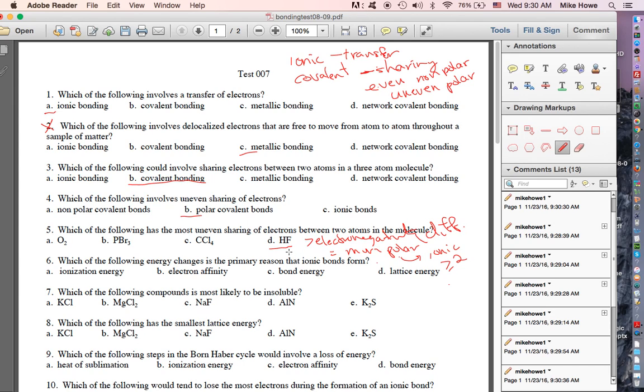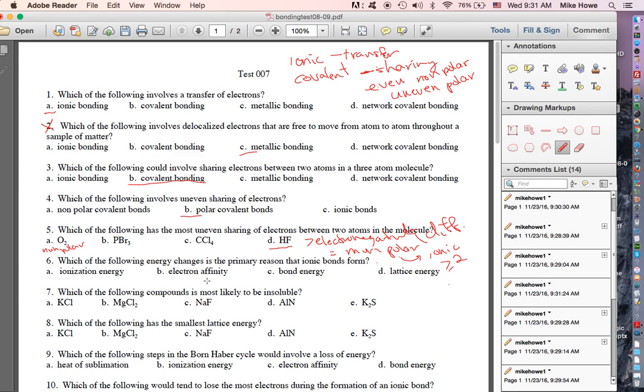Just know that the more difference in electronegativity you have, it becomes more and more polar until you reach a point where the electrons eventually just leave one atom and go to the other. And that's called ionic. So the two that are furthest apart on the periodic table in question number 5 are the HF. You see C and Cl are pretty close, and P and Br are pretty close, and O, of course, would have 0 electronegativity. So if I had this question changed and said, what's the most even sharing? That'd be oxygen, because they'd have 0 difference in electronegativity. That would be a completely non-polar bond.